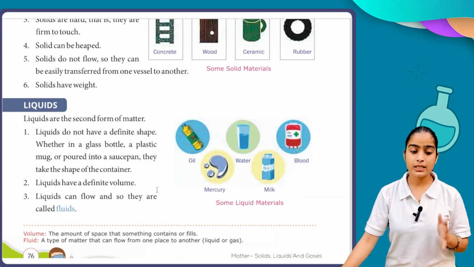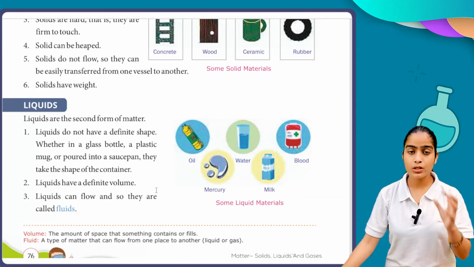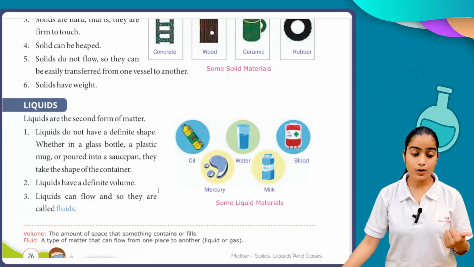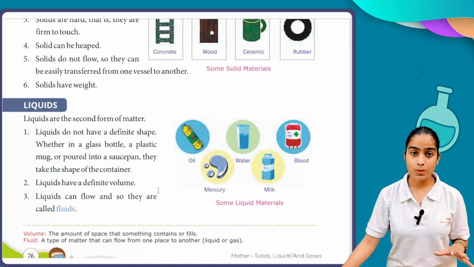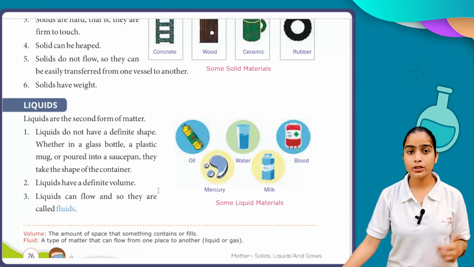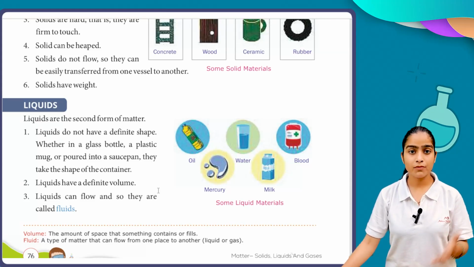So liquids are the second form of water. If you want to see the liquids in detail, you have to see the characteristics of your water. So first, liquids do not have a definite shape. If you pour your water into your bottle, the shape will be your bottle. If you pour it in your bucket, the shape will be your bucket's shape.